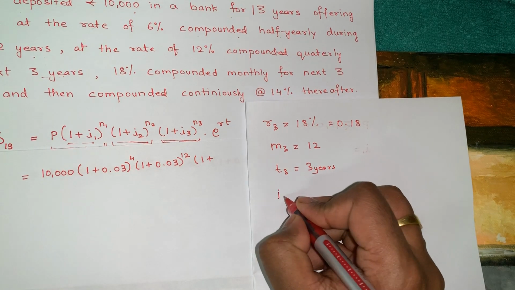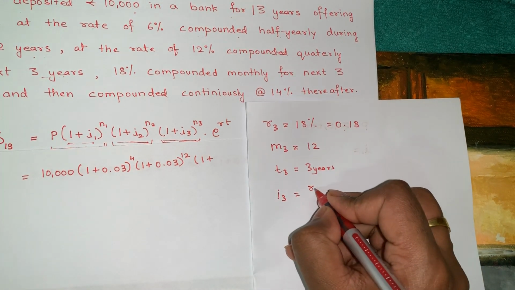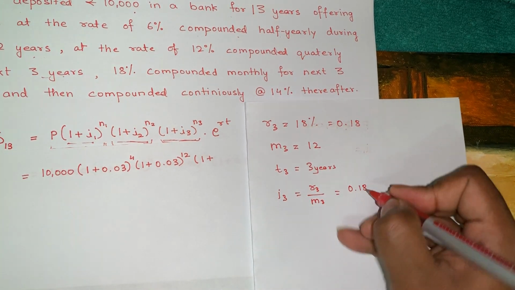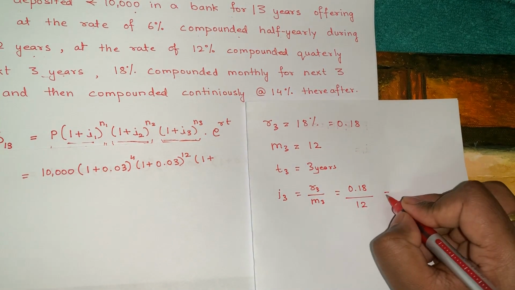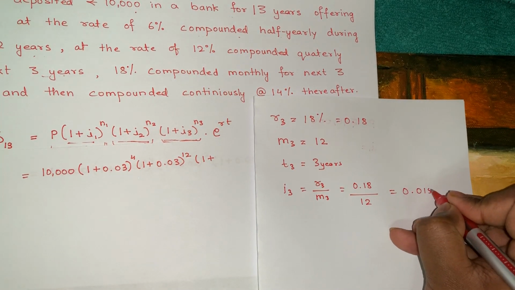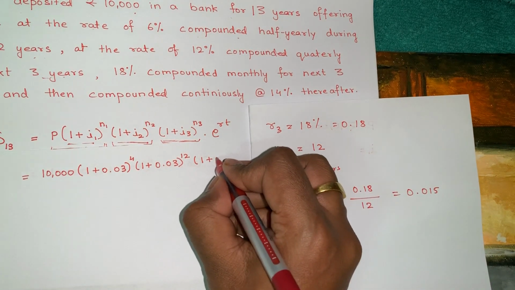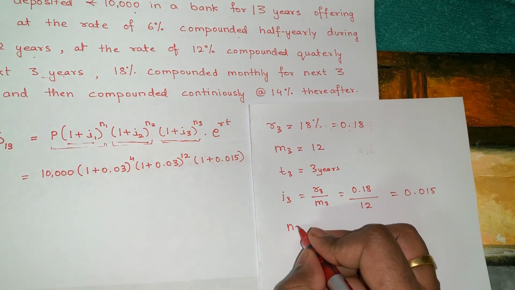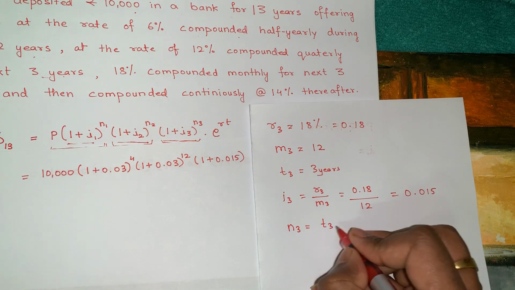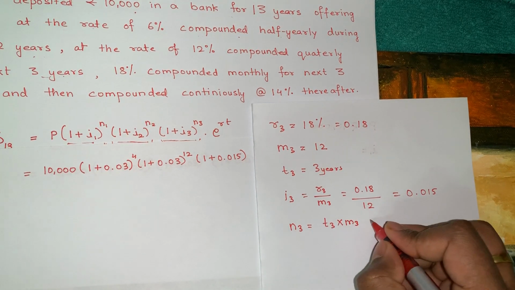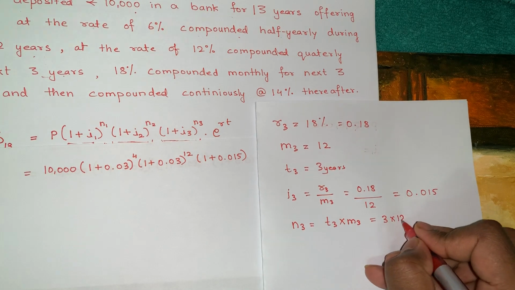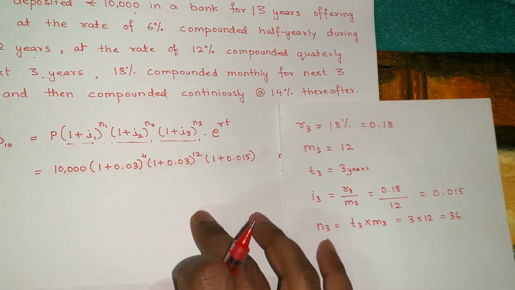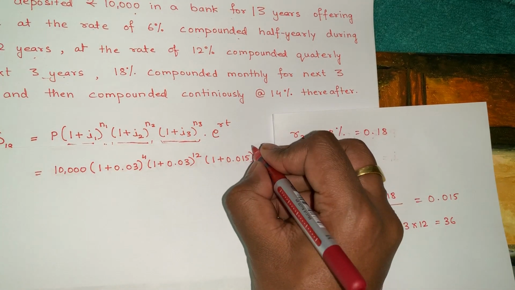So our I3 becomes R3 divided by M3, which is equal to 0.18 divided by 12, which is equal to 0.015. Hence we put the value of I3 here, which is 0.015 to the power n3. Now what is our n3? N3 is equal to T3 multiplied by M3, which is equal to 3 multiplied by 12, which gives 36. Hence our n3 is equal to 36 here.